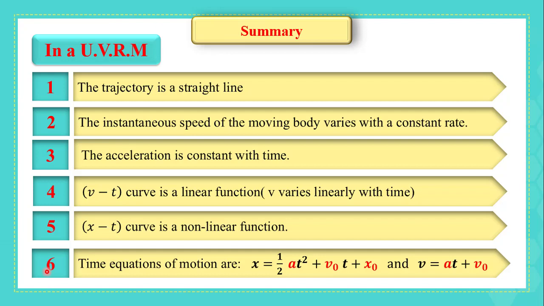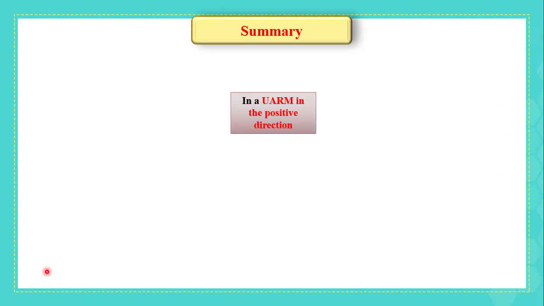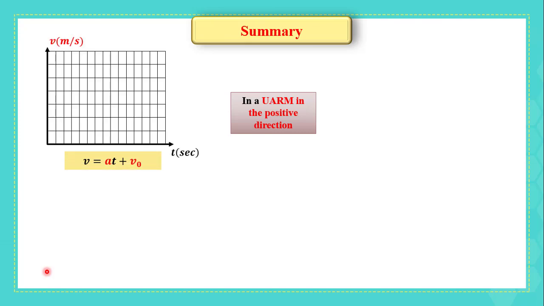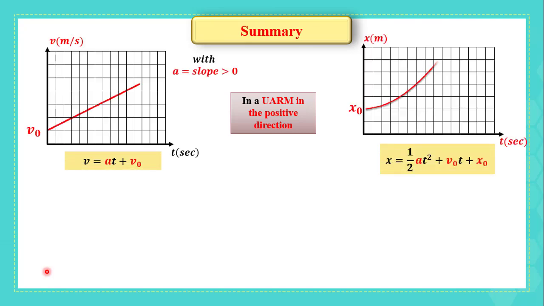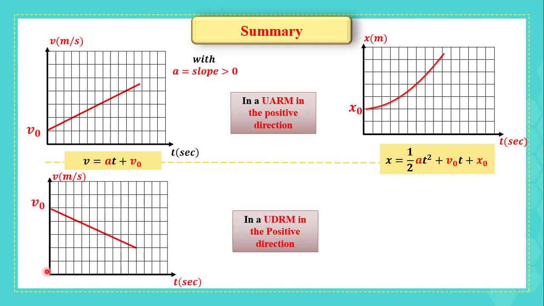plus v0. Then, in a uniform accelerated rectilinear motion in the positive direction, the vt and the xt curves are as follow. And in a uniform decelerated rectilinear motion in the positive direction, the vt curve and the xt curve are as follow.